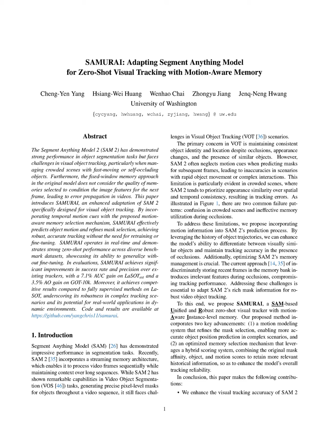Samurai improves upon this by implementing a motion modeling system that refines mask selection based on object trajectories, allowing for more accurate predictions of object positions. Additionally, it introduces a motion-aware memory selection mechanism that utilizes a hybrid scoring system, combining mask affinity, object occurrence, and motion scores to selectively store relevant frames, thereby reducing errors during occlusions. These enhancements enable Samurai to achieve state-of-the-art performance across various VOT benchmarks without requiring additional training or fine-tuning.